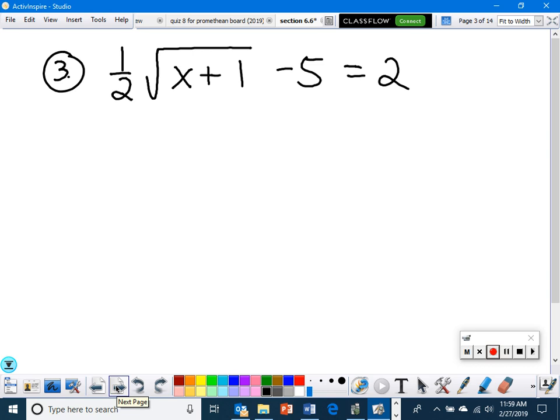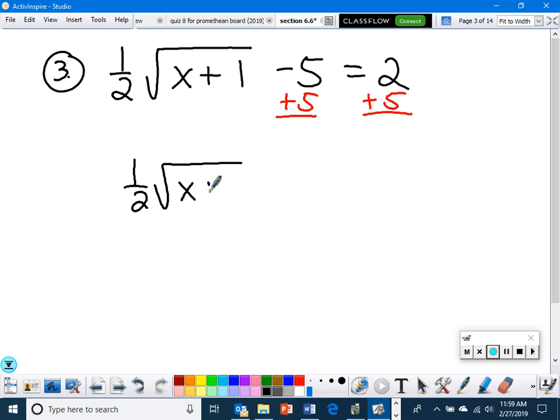All right, in this one I threw both things in there, so we're going to start by getting rid of the minus 5. Okay, now we have a fraction in front. Do not divide. Okay, we want to multiply by the reciprocal. And the reciprocal of 1 over 2 is just 2. So we're going to multiply both sides by 2.